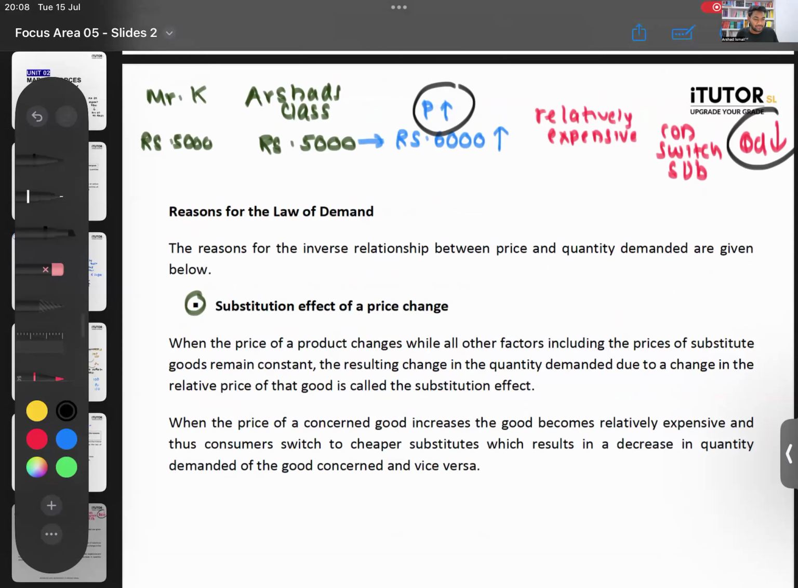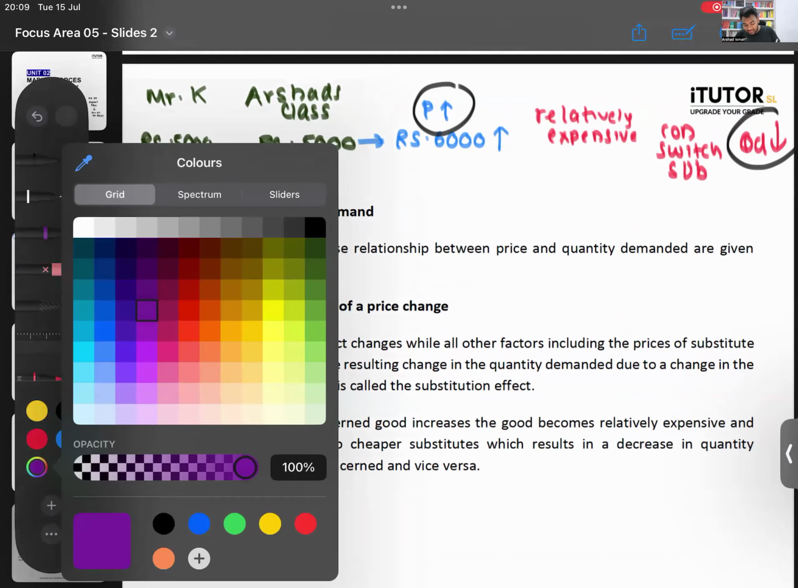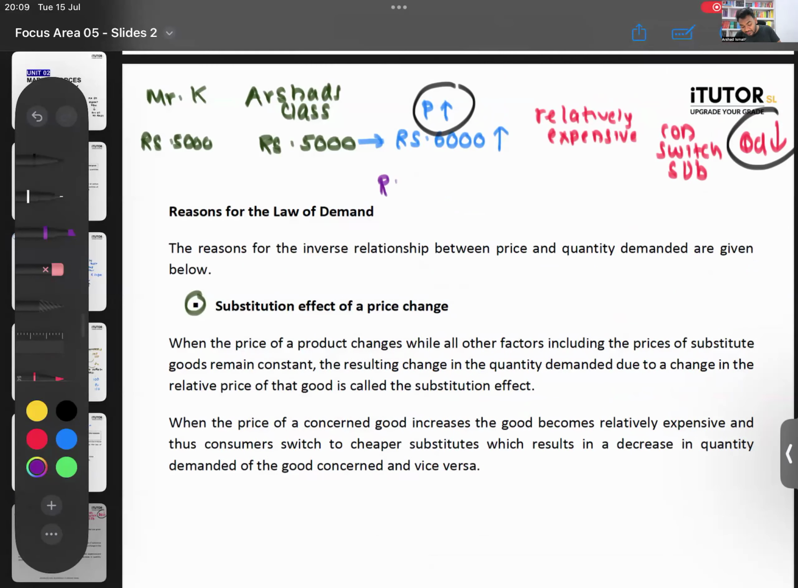Now, what if the opposite happens? What if I reduce my class fees? Let's say I reduced my class fees to 4,000. Mr. K didn't change. Mr. K is still charging 5,000. If I reduced my class fees to 4,000, now my class is relatively cheaper compared to Mr. K's class. Compared to his class, I am cheap now, right? So my good becomes relatively cheap. As a result, what happens?